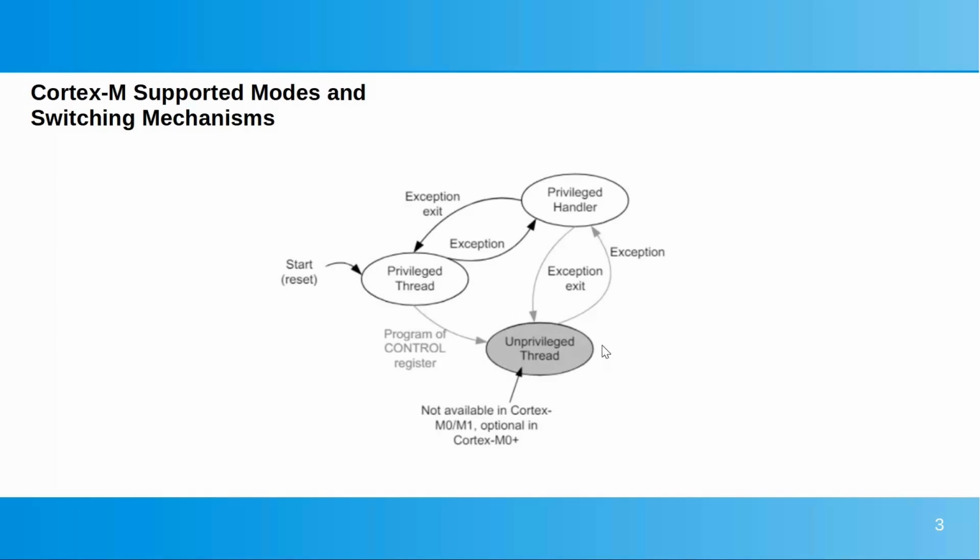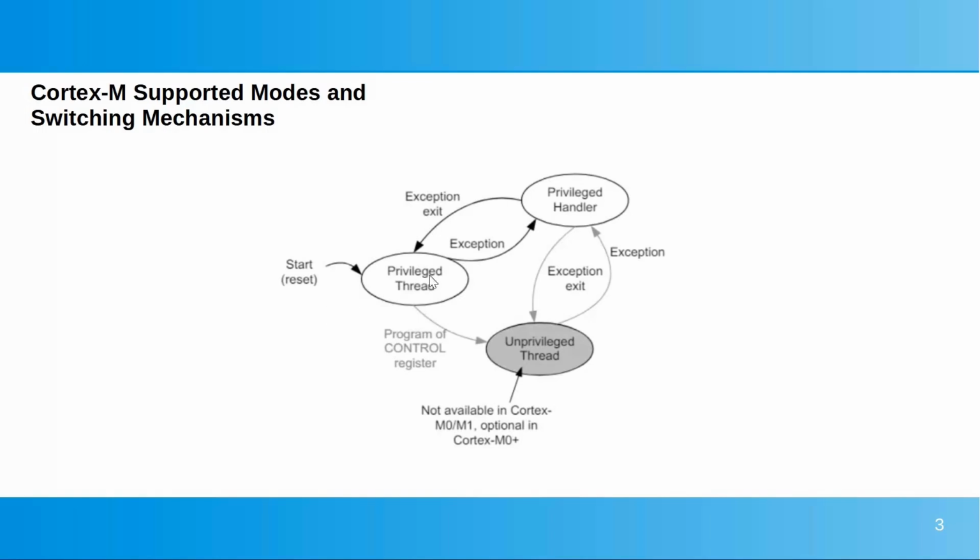Now there are two ways to switch to this state, thread unprivileged. If we have already been running in handler mode, then we need to manipulate this unprivileged bit while running in our exception or interrupt handler. Then once we return, we will have bit number 0, which is this unprivileged bit, set to 1. It gets set within the handler mode, and hence we will run in thread unprivileged.